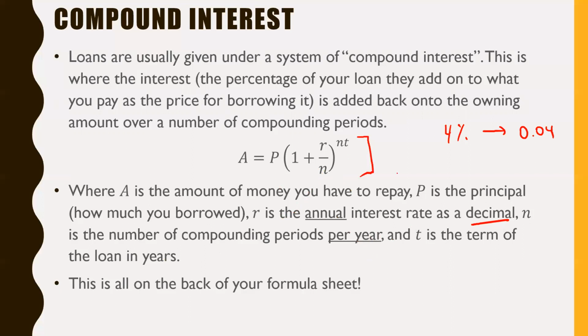Now, T, however, is the term of the loan in years. Let's keep that consistent here. So in other words, if you are planning on paying your loan back after 5 years, then T would be 5, for example. Again, this is all in the back of your formula sheet. None of this is anything you have to memorize by any means. You just need to know where it is and how to plug it in.